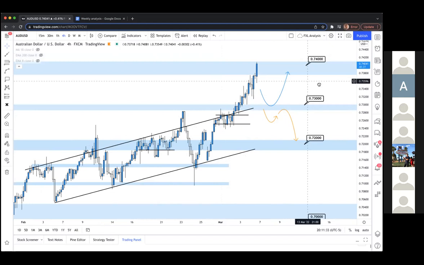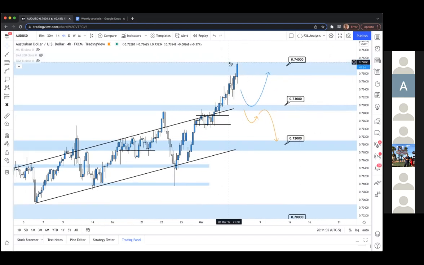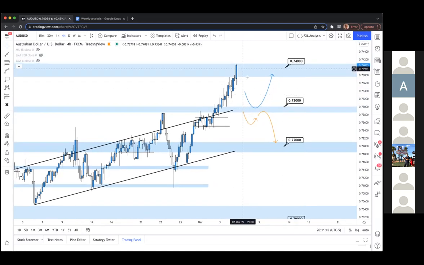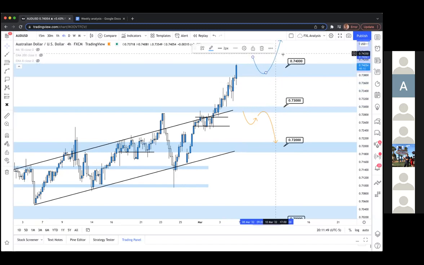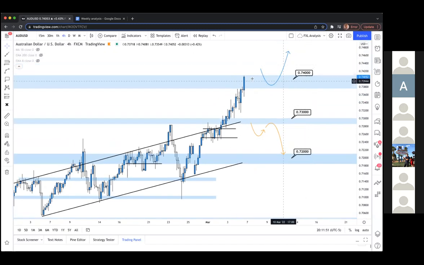So I'm currently looking for reactions at this level. This is what we would ideally like to see: a higher low closer to 0.73. That'd be perfect structure. We may not get that. We may get a higher low above 0.74, so this may be more appropriate, but really we're just waiting for reactions at this level.